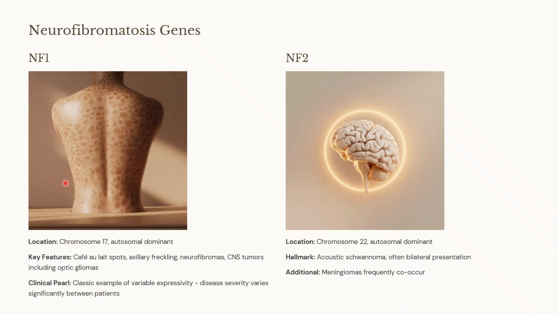The classic example is variable expressivity. That is, even among those with the affected neurofibromatosis gene, the disease severity will vary significantly. What about neurofibromatosis 2? That is located on chromosome 21 and this is also autosomal dominant. So it will mostly present with acoustic schwannoma, either unilateral or bilateral, and meningioma can frequently occur.